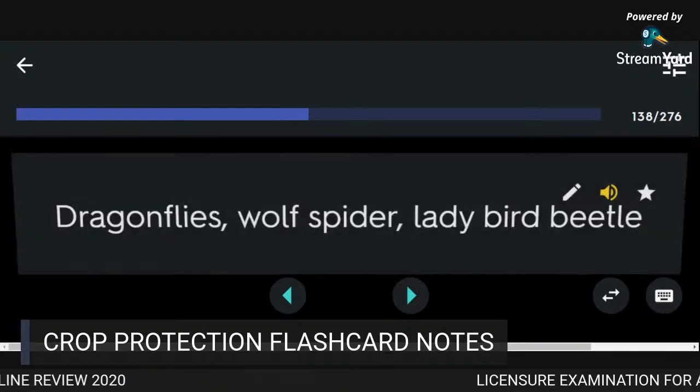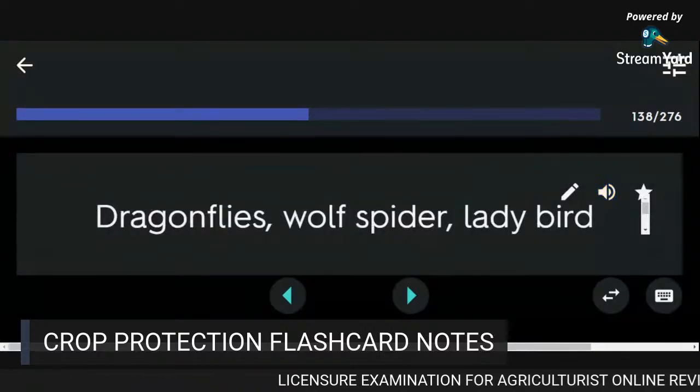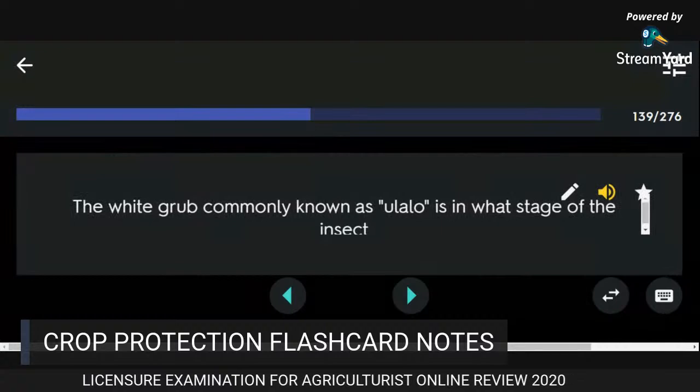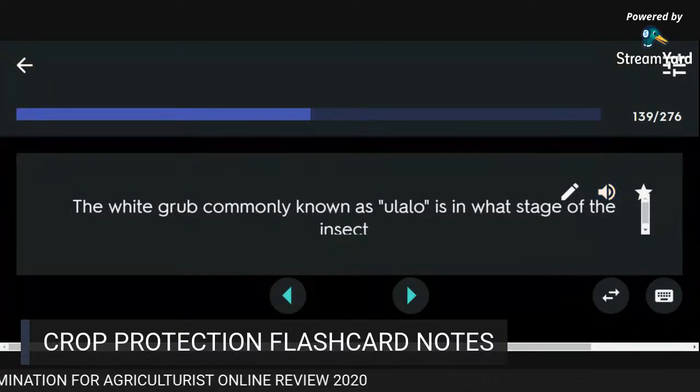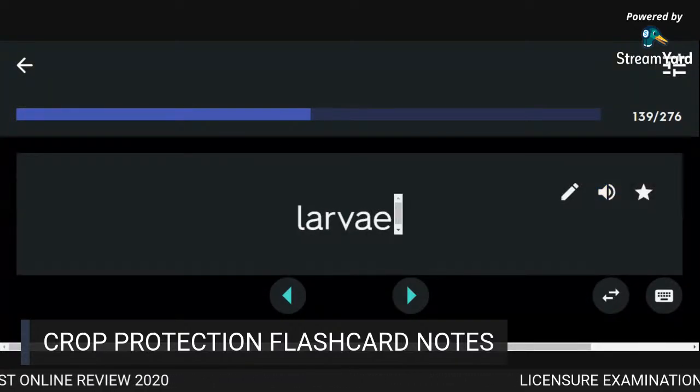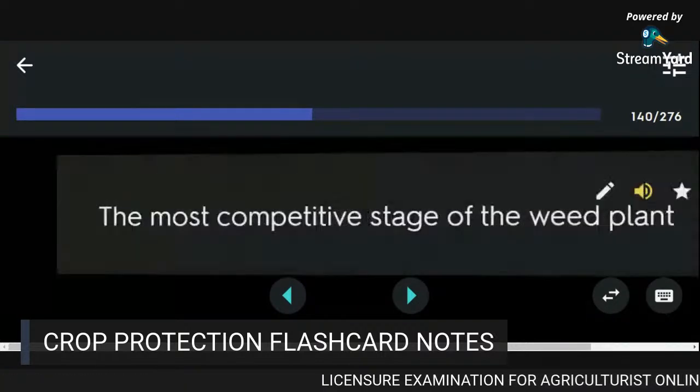One of these is not a predator of insect pests in rice: dragonflies, wolf spider, ladybird beetle. The white grub commonly known as uod is in what stage of the insect? Larvae.